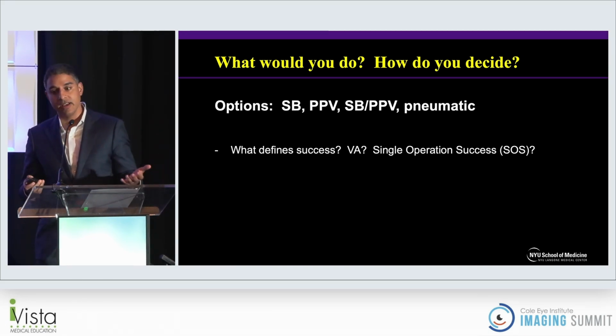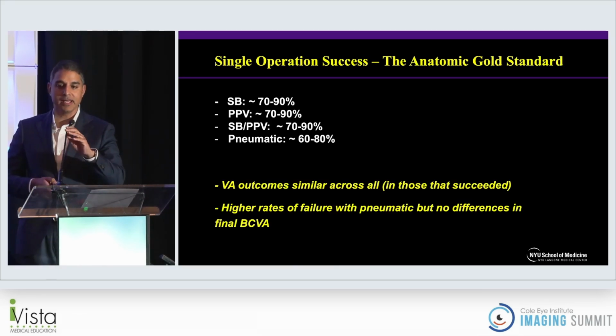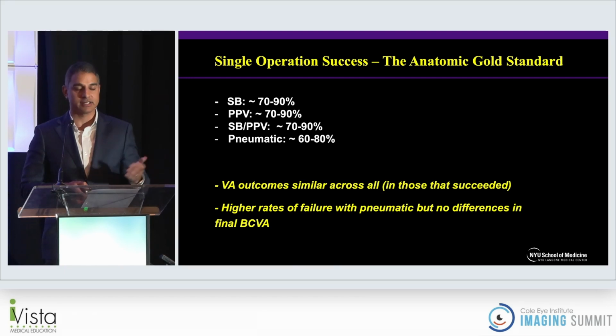Is that vision? Is that single operation success? And then what does the patient define as success? Because those may be two totally different things. And so when we look in the literature, single operation success is defined by the anatomical standard. And what you can see is that the visual acuity outcomes are similar across all of these.